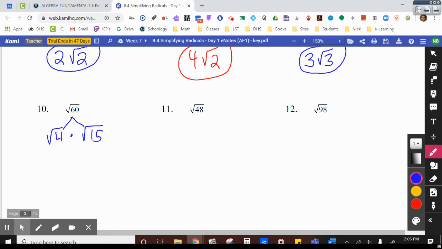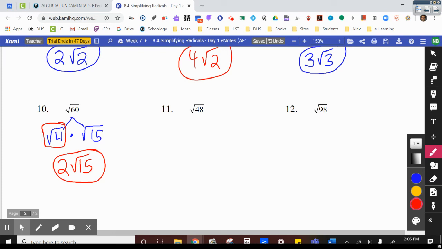The square root of 4 times the square root of 15 gives me the square root of 60. I want to pick 4 and 15 because 4 is my perfect square factor of 60. The square root of 4 turns into just 2, and the square root of 15 just stays as such because root 15 cannot simplify anymore. So your final answer is going to be 2 root 15.